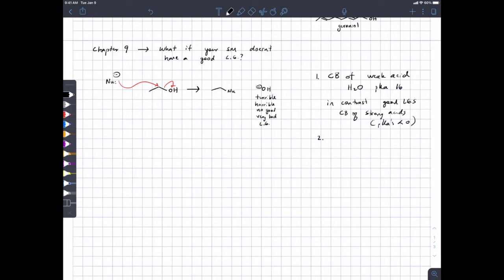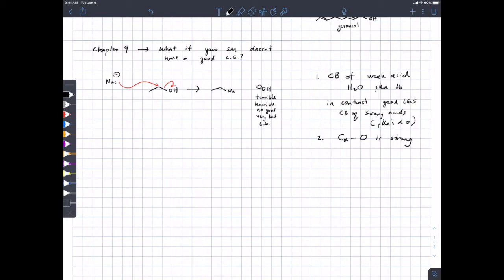The second reason is that the bond between the alpha carbon and the oxygen is pretty strong. So it would be difficult to make the reaction thermodynamically favorable.